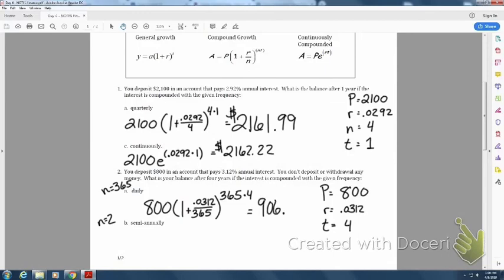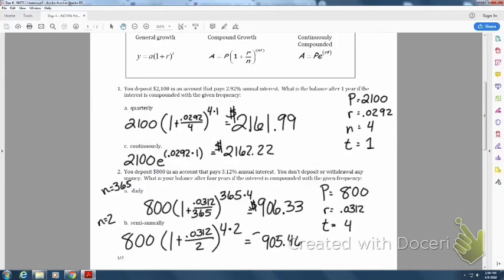So on this one you should have got 906.33. And everything on the second one is the exact same, except your n value is now 2 instead of 365. And so on this one you've got $905.46.